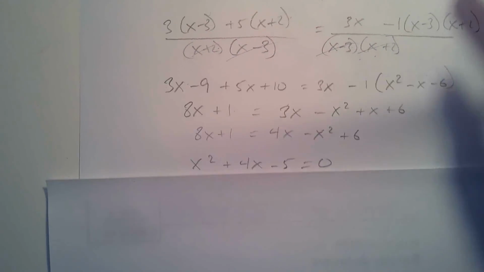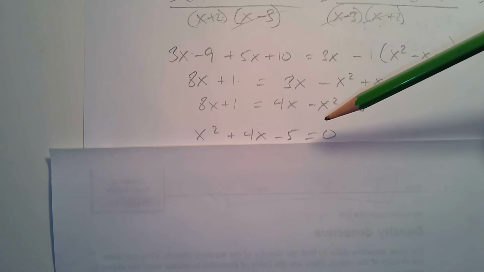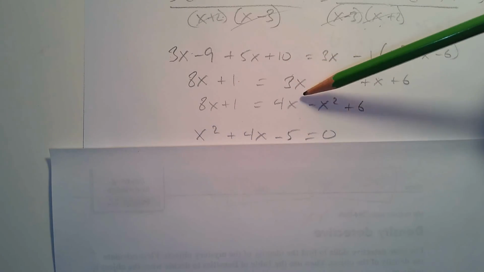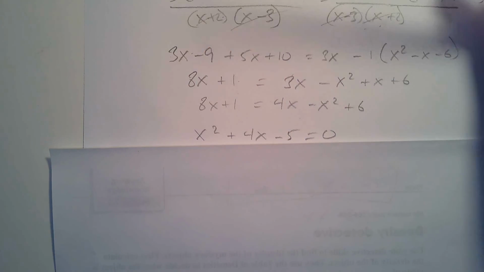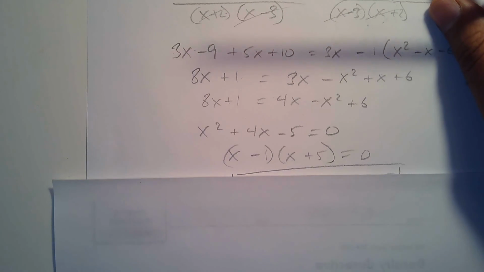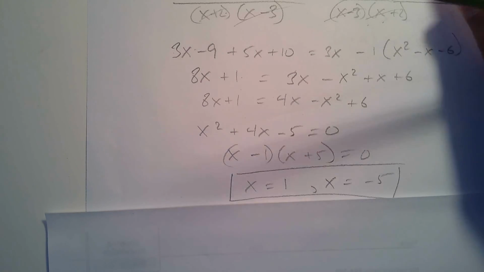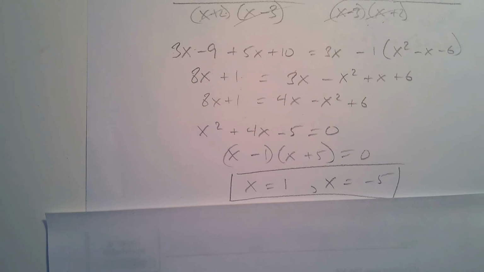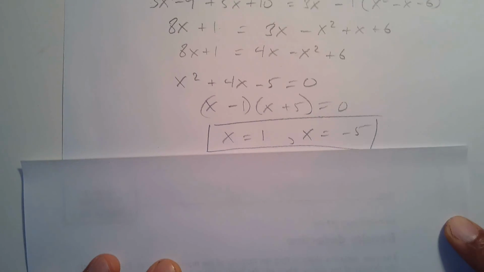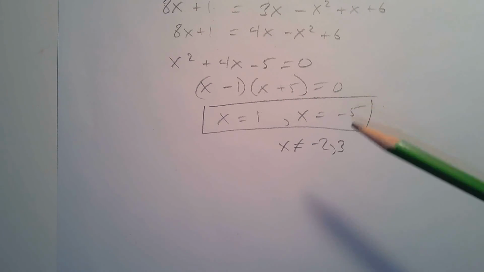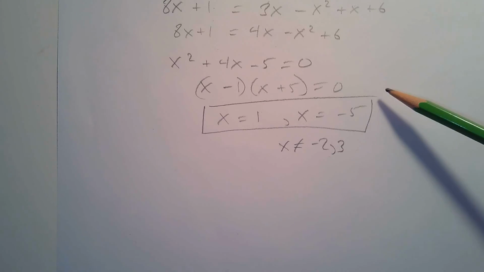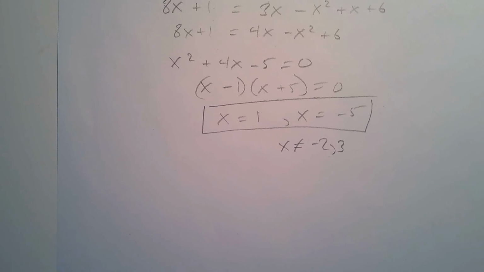Okay, and so now you can collect everything together. We've got the x squared, 8x minus the 4x gives you 4x. 1 minus 6 gives you negative 5. You factor that out. So you have two answers. So let's see if these answers are viable. And so what you want to do is compare those with the non-permissible values. And here the non-permissible values are negative 2 and 3. So these answers then will work. Okay, so I'll stop there.